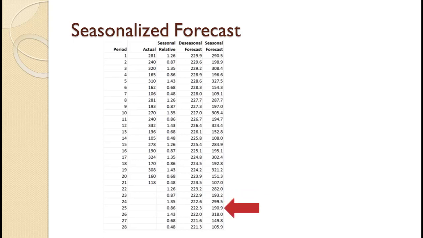For period 25, 222.3 times 0.86 equals 190.9. For period 26, 222.0 times 1.43 equals 318.0. For period 27, 221.6 times 0.68 equals 149.8. For period 28, 221.3 times 0.48 equals 105.9. Of course, the historical values in periods 1 through 21 were seasonalized the same way.